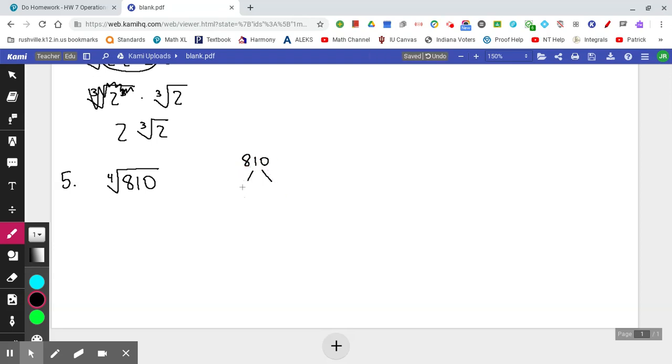So 810, that's going to be 10 times 81. And 10 is going to be 2 times 5. And 81 is going to be 9 times 9. And 9 is 3 times 3.